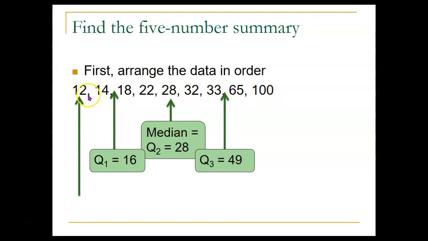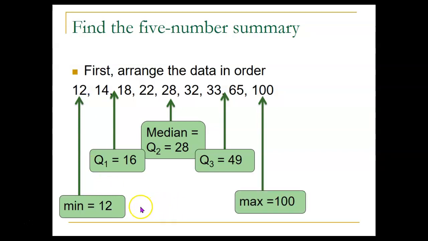And then the lowest number of them all, the minimum, is the 12. And the highest number of them all, the maximum, is the 100. So those 5 numbers, 12, 16, 28, 49, and 100, make up the 5-number summary that our box plot is going to be based on.